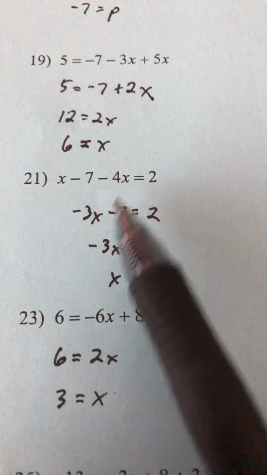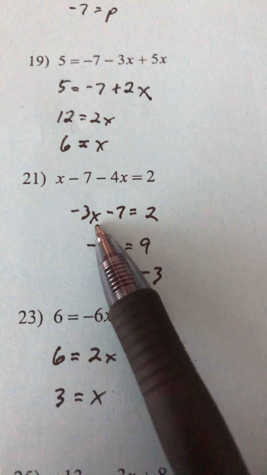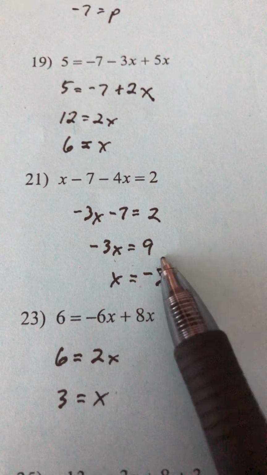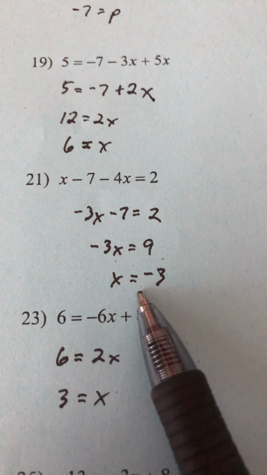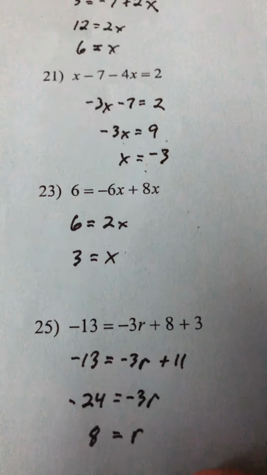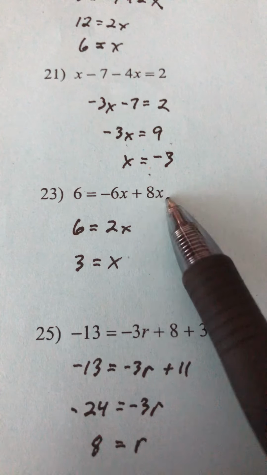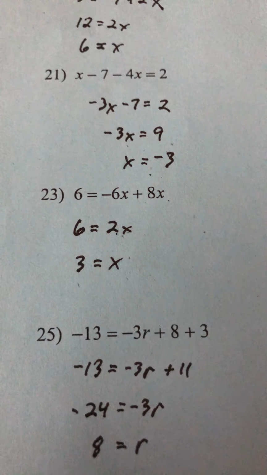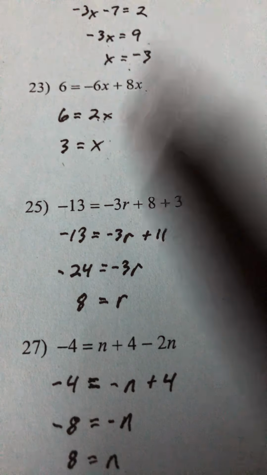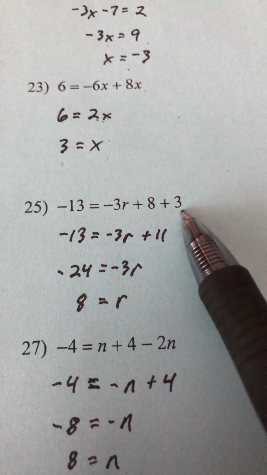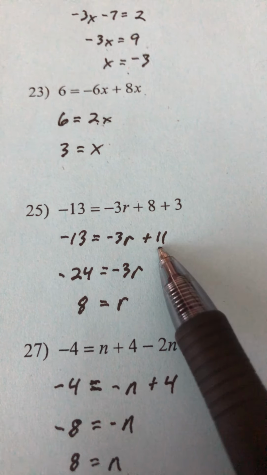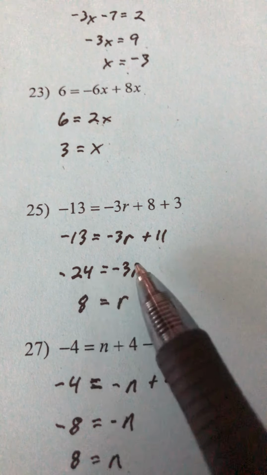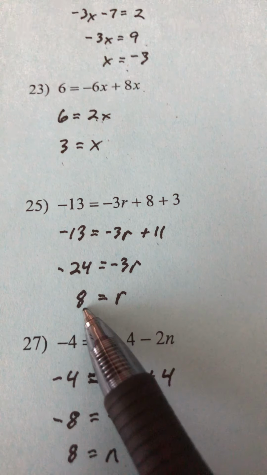I put my x's together and I get negative 3x. I add 7 to both sides, and then I divide by negative 3. I put my x's together and I get 2x. I divide both sides by 2, so I get x equals 3. I put my 8 and my 3 together and I get 11. Then I subtract 11 from both sides. And then I divide by negative 3.